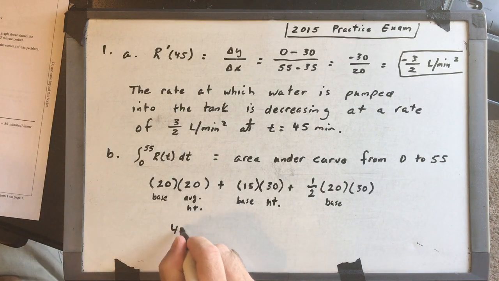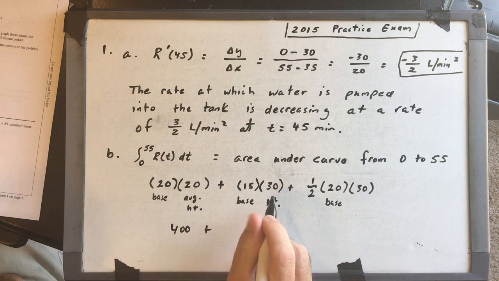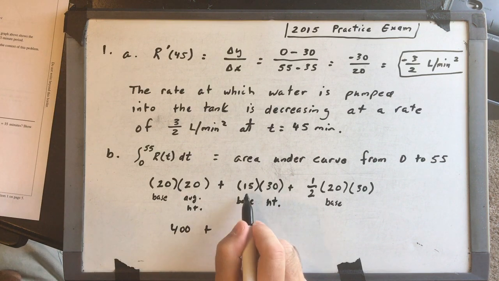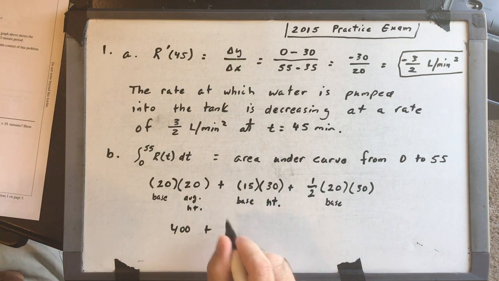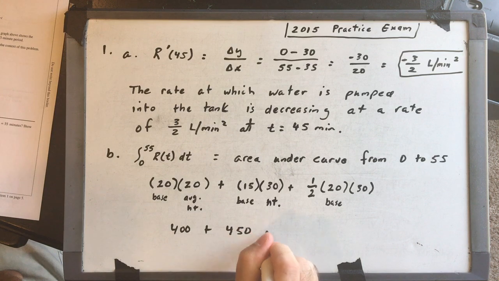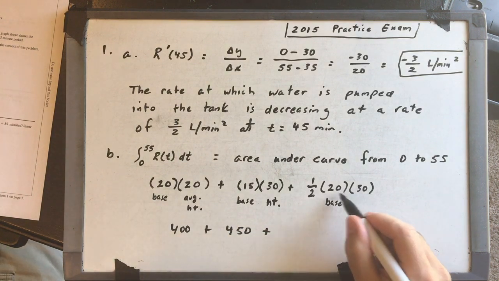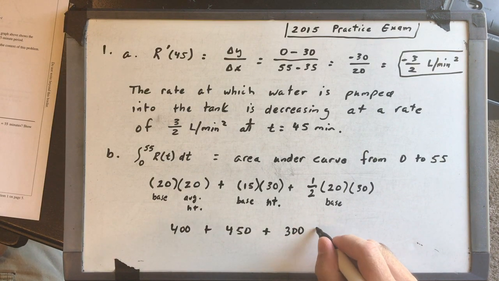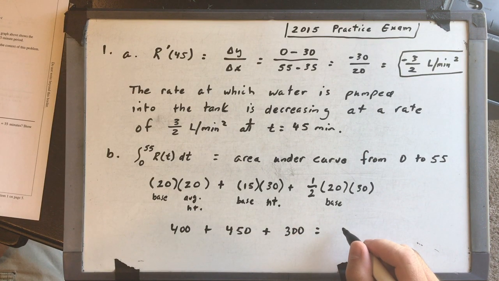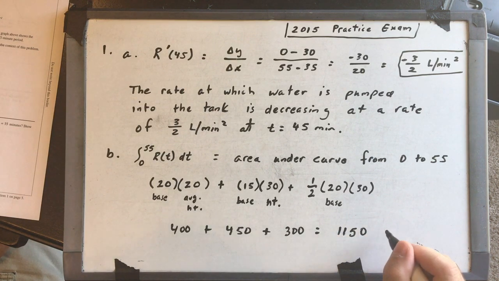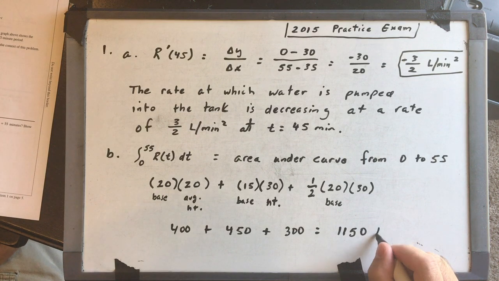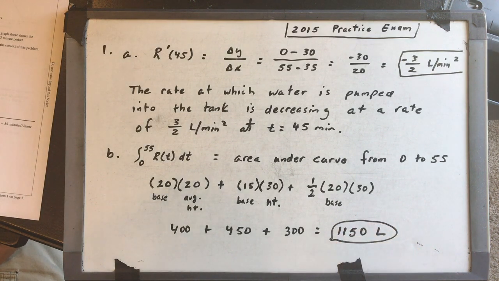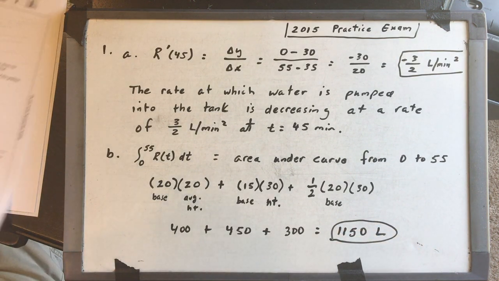Okay, so that'd be 400 plus, all right, 30 times 30 is 900, so 30 times 15 would be half of that, so 450. You get to use a calculator. And then half of 600, 300. So that's going to be 700 plus 450, which is 1150. What's the unit? Well, it's liters. It's water being pumped in. Totally could have one like that, I think, on the 2020 test.